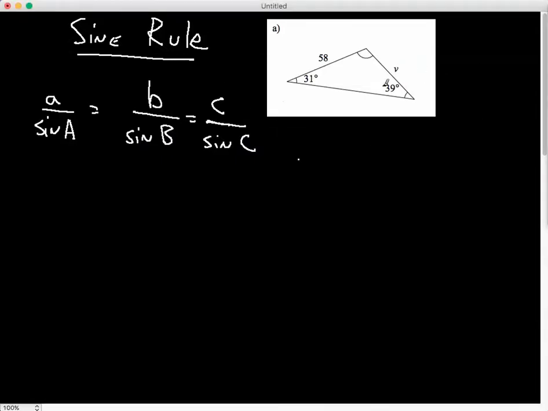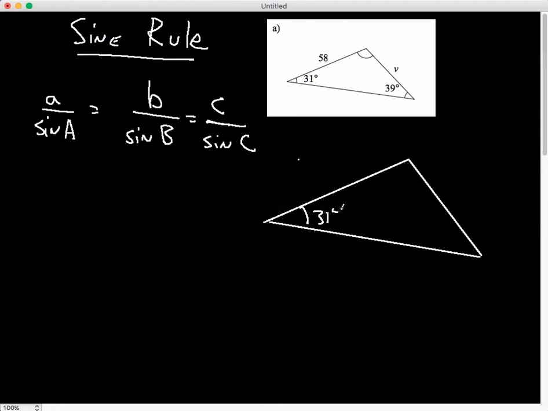Alright, so here's an example of using the sine rule. If you looked at the cosine rule video, you'd realize that we tried to identify the triangle using SAS. So in this case, if I were to draw this triangle on my paper, we have this angle is 31 degrees, this angle is 39 degrees, and we have one side 58, and we have this V. And of course we have another angle here that is yet to be found out.